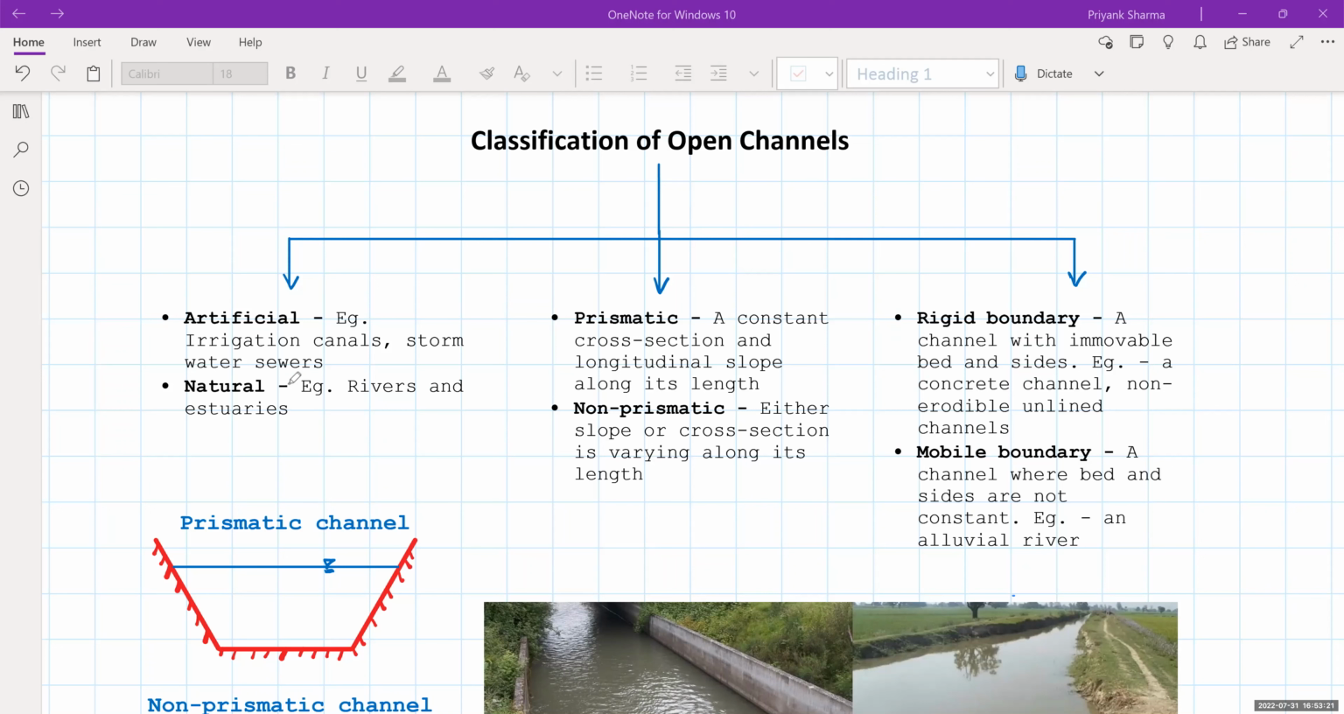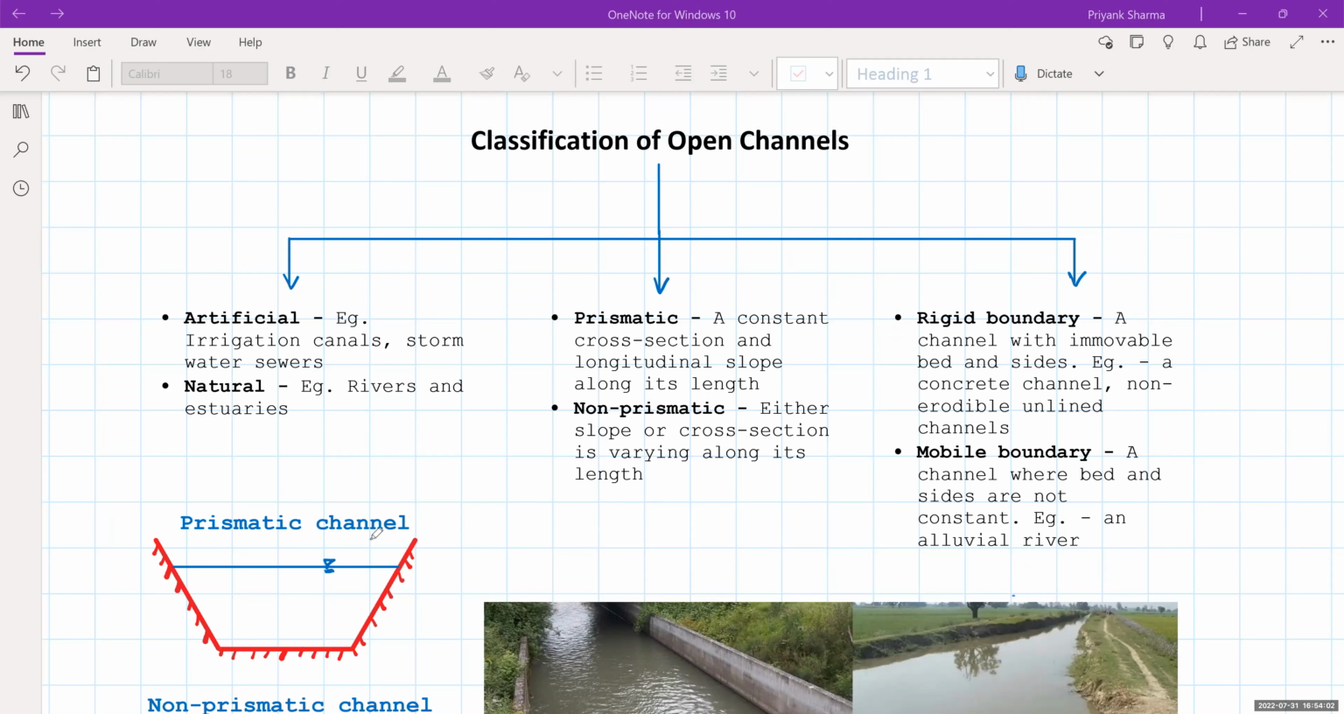Coming to another classification, we have prismatic and non-prismatic. This is very widely used. A prismatic channel is one which has a constant cross section and longitudinal slope along its length. So you can see that this is a trapezoidal channel. Like that, we may have a rectangular channel also, a triangular channel also. If the cross section and the longitudinal slope do not change, such a channel is called a prismatic channel. Usually your irrigation channels are prismatic channels.